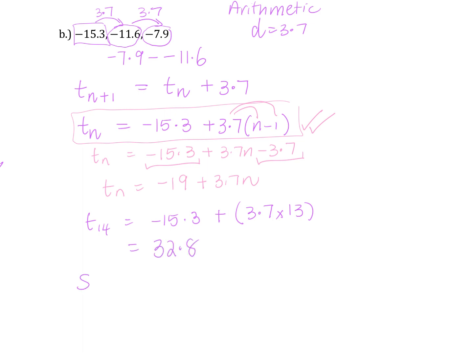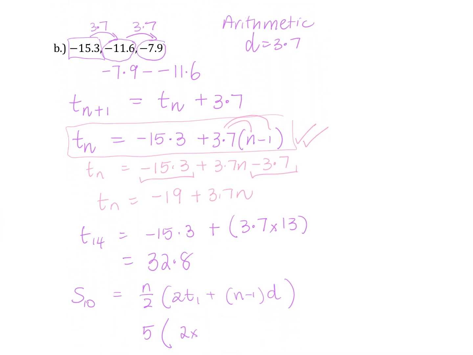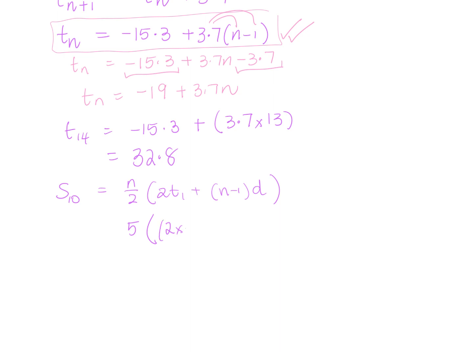Next, I'm after the sum of the first 10 terms. I go to my formula sheet and I say that's going to be n over 2, 2 lots of term 1 plus n minus 1 lots of the difference. So n is 10, 10 divided by 2 is 5, 2 lots of term 1, which is negative 15.3, plus n minus 1, well n is 10, 10 minus 1 is 9 lots of the difference, which is 3.7. And I'm just going to type that in my calculator just like that.